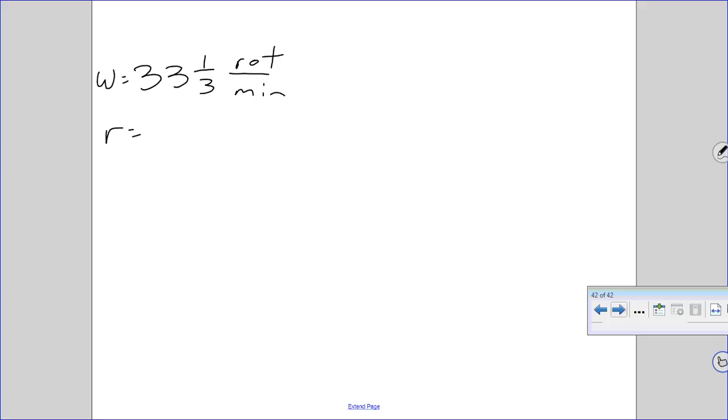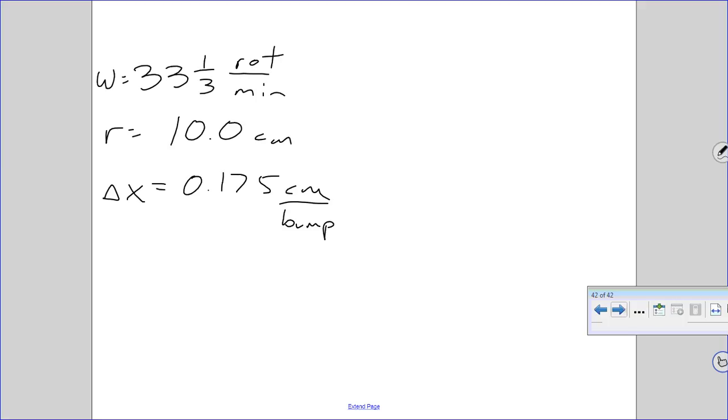The groove being played is at a radius of 10 centimeters. Let's see. Is there any reason why I can't just leave that in centimeters? Yeah, I'm going to leave that in centimeters. Let's see what happens. And then it tells us the bumps in the groove are uniformly separated by 1.75 millimeters. So that means that our delta x between 2 bumps is 0.175 centimeters, right? Follow? Per bump, right? That's the distance between 2 bumps.